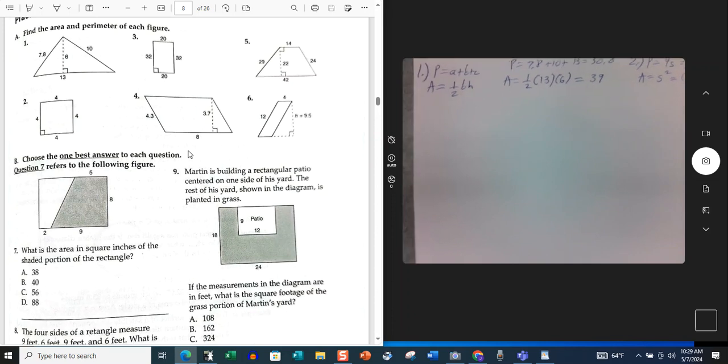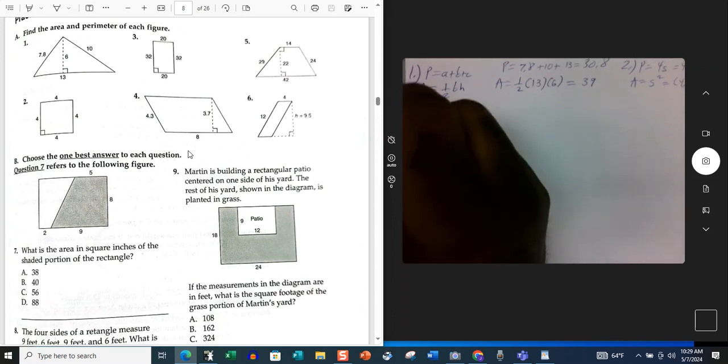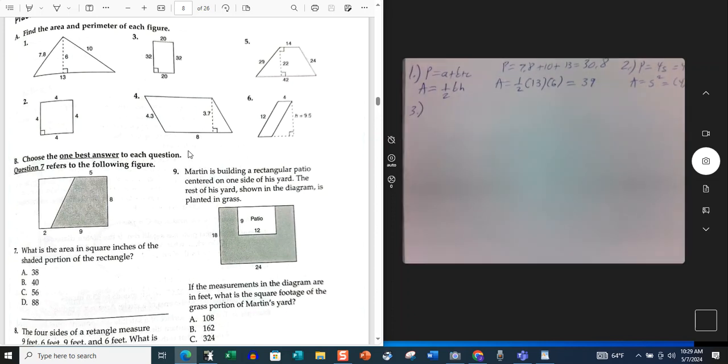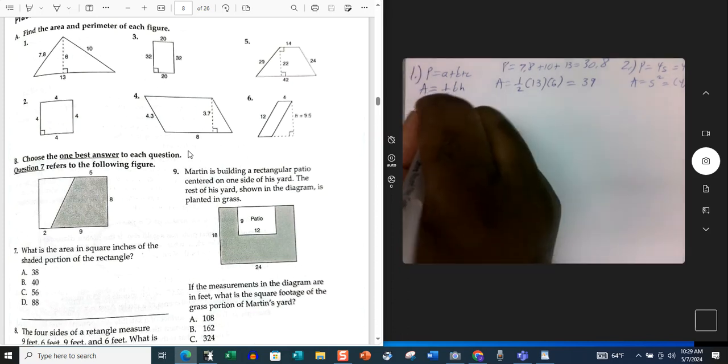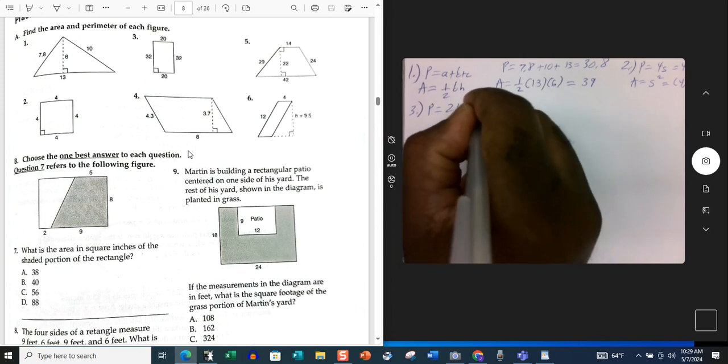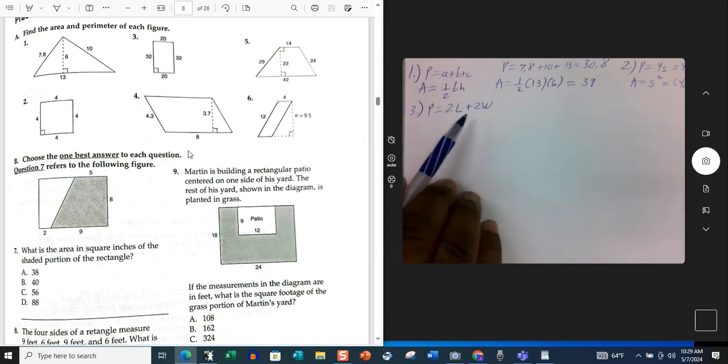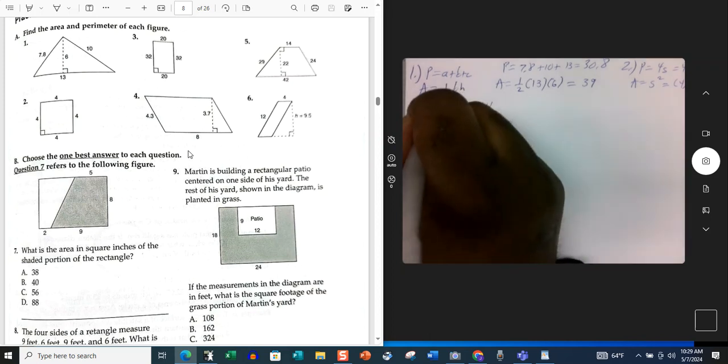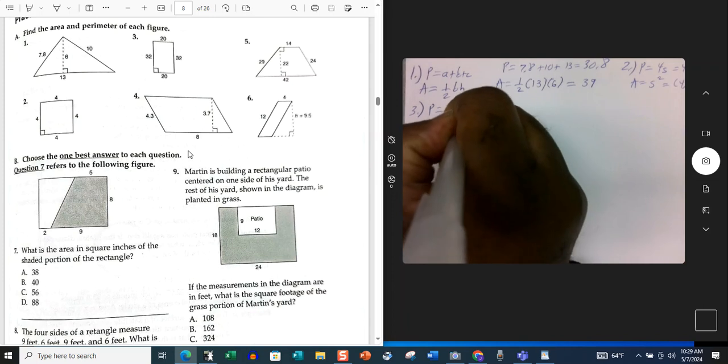Okay, now for problem number 3. We have a rectangle here. The perimeter of a rectangle is 2 times the length. I'm going to make it a capital so you will know that that's an L. 2 times the length plus 2 times the width. And the area is equal to length times width.